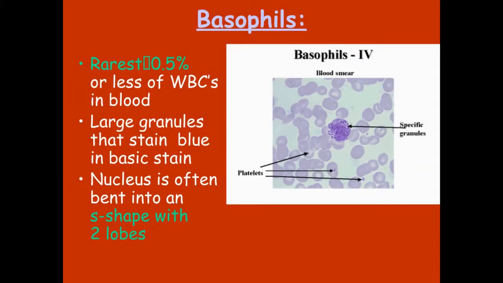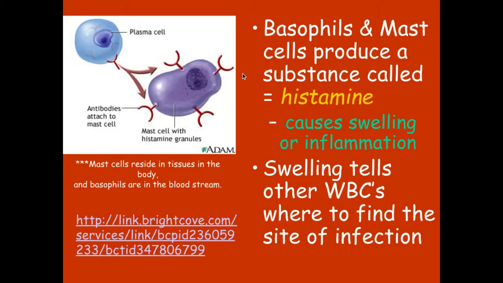Okay, the basophils are the rarest of our leukocytes. They make up 0.5% or less of the white blood cells in your blood. Basophils have very large granules that stain blue in a basic stain. The nucleus is often bent into an S shape with 2 lobes. Okay, so you can see the larger granules in here of the basophils, and the nucleus is that S shape. All right, basophils in most cells produce a substance known as histamine, which causes swelling or inflammation. Swelling tells other white blood cells where to find the site of infection. Okay, so your basophils are responsible for those histamines.